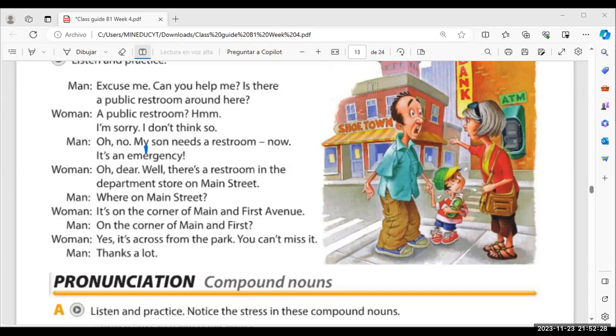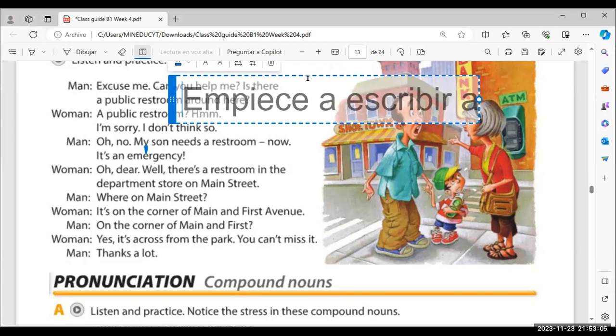Oh dear. Well, no escucho. In the department store? On Main Street. Where is Main Street? It's on the corner of Main and First Avenue. Oh, the corner of Main and First? Yes, it's across from the bottom department.